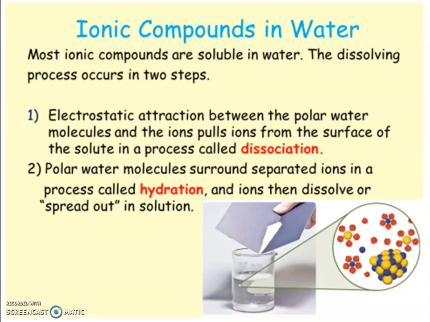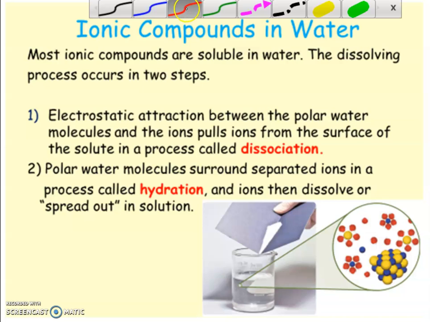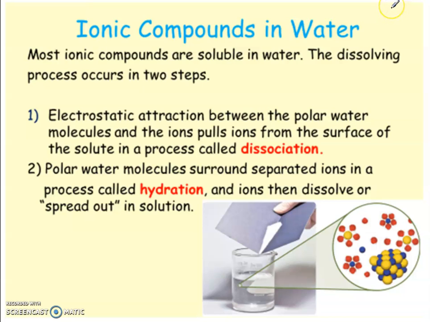Okay, so when we talk about ionic compounds dissolving in water, most ionic compounds are soluble in water. When we dissolve an ionic compound in water, there are two things that happen in the process of dissolving. One of them is dissociation. What that means is that the ions are being pulled apart.